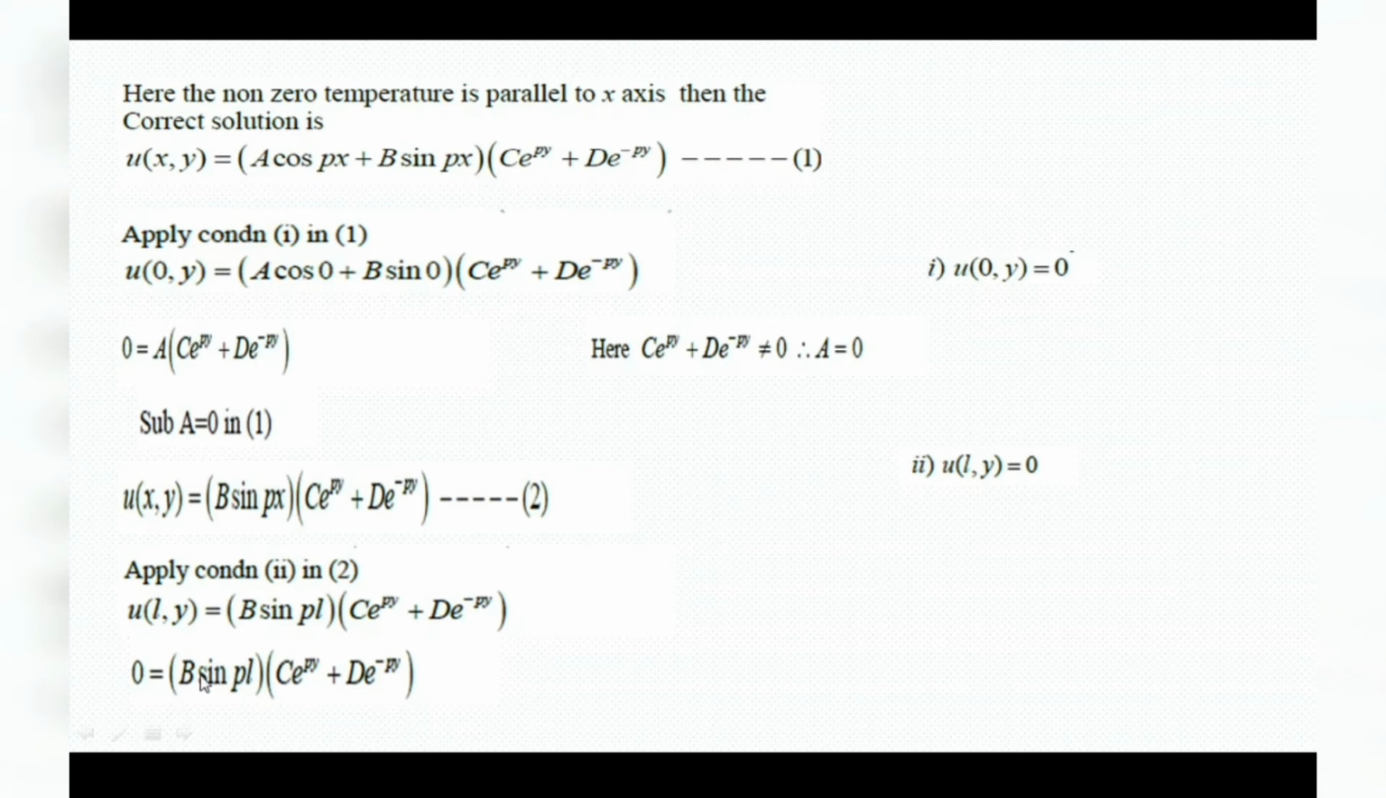If B is 0, then when you substitute B as 0 here, you will get U of x comma y as 0, which is an impossible one. So here C e power py plus D e power minus py is discussed as not equal to 0. Therefore, the only option for us is sin PL equal to 0. That means P equals n pi by L. Therefore, we have to substitute P as n pi by L in our equation 2.